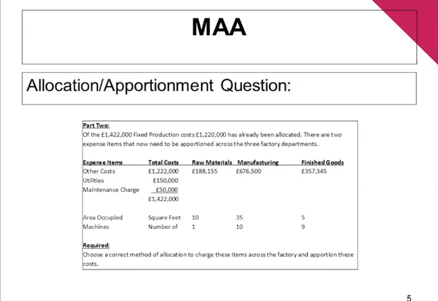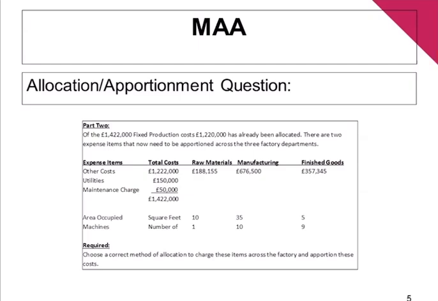So let's go and look at this seriously. If we remember, we had fixed production costs of 1,422,000. We now have just over 1.2 million that we can readily allocate. No problems. We know where that goes. We know who the bills belong to.